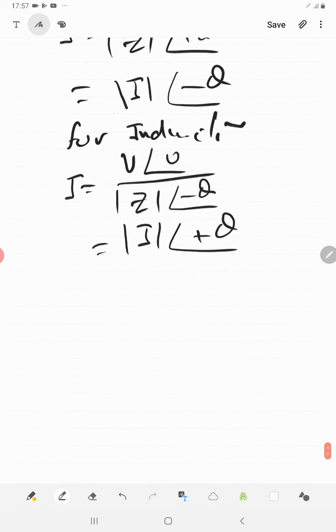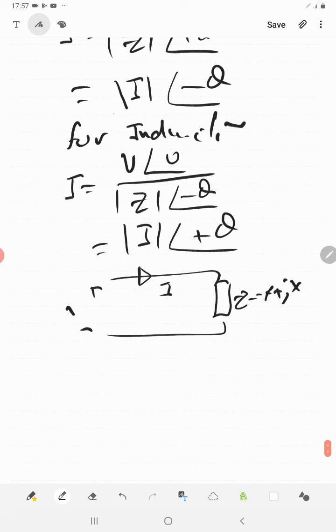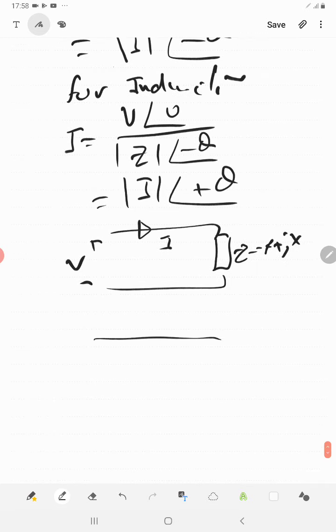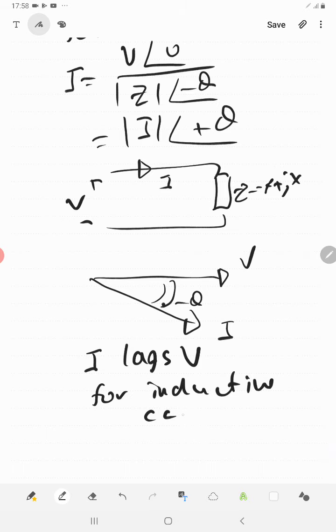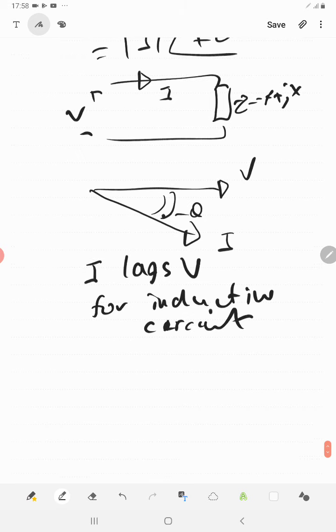So for an inductive circuit, let's say Z equals R plus jX. This is I, this is V. If this is V, this is I, and it will give you minus theta. So I lags V for an inductive circuit. If the circuit is inductive, I will lag. That's why we call it inductive.